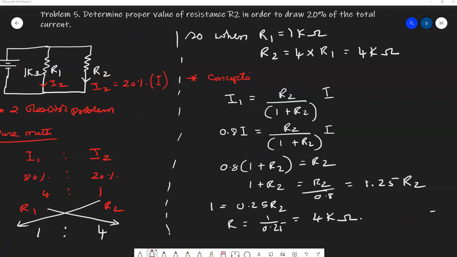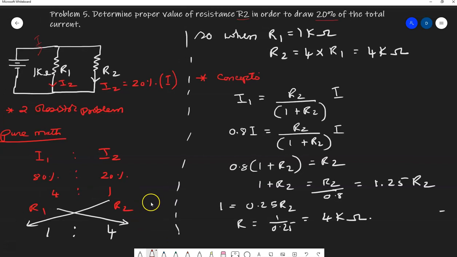I have one more simple problem here. It says determine the proper value of the resistor R2 in order to draw 20% of the total current. You have been given some voltage source, it doesn't matter what the value of this voltage source is, and you know the resistance of one of the branches here, which is 1 kilo ohm, and the other resistance is R2. It is given that the current through this must be 20% of the main current I, which is the main current over here. So you can apply pure math here.